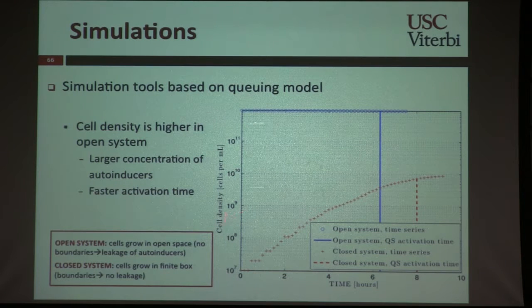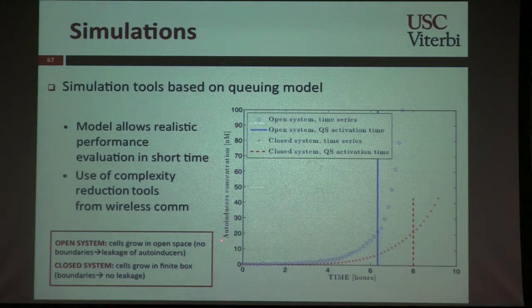So what do we see here? Here we see the cell density as a function of time. Open is blue, red is closed, and you can see that in this closed system, the cell density is slowly increasing, but it's much lower than the blue lines here. These vertical lines correspond to the point where quorum sensing is activated because the number of autoinducers exceeds a threshold. And then you see this here too with the autoinducer concentration. Again, in the open system, which is blue, it's growing faster than in the red one.